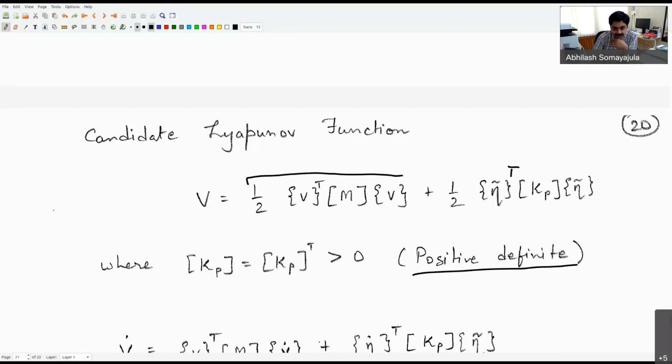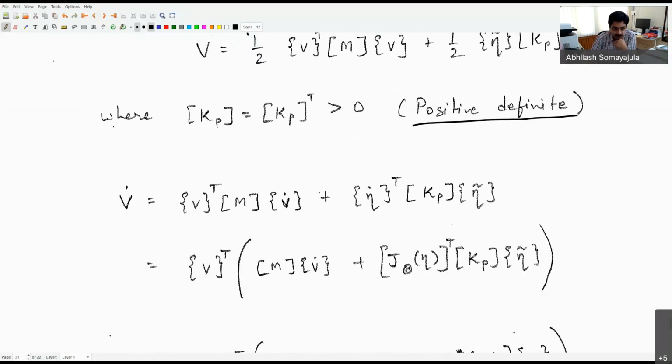You can see that this part represents the kinetic energy of the system. The second part represents the so-called potential energy due to the artificial spring I'm putting in place through the proportional part of my controller. There is no physical spring here because I don't have any stiffness in surge, sway and yaw. The addition of this potential energy and kinetic energy becomes my new Lyapunov function candidate. If I take a derivative of that, since the mass matrix and the Kp matrix are both symmetric, I can express this as V transpose M V dot plus eta dot transpose Kp eta tilde.